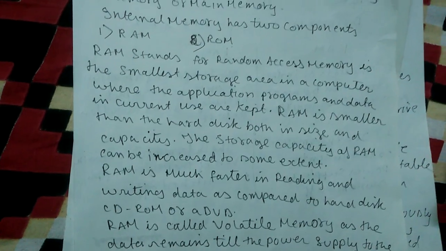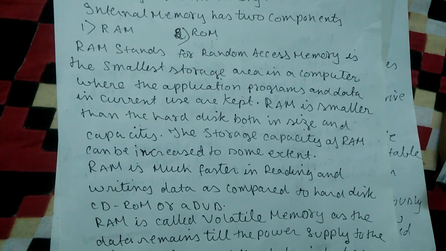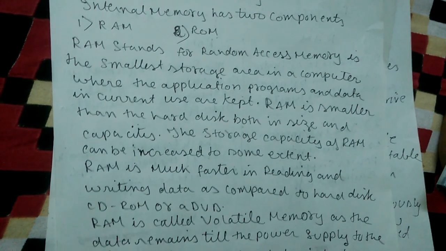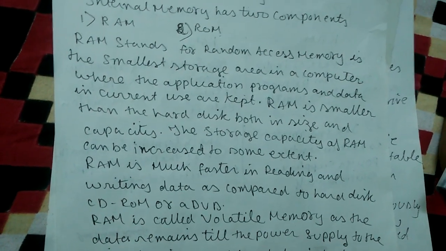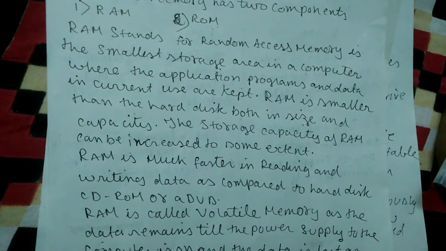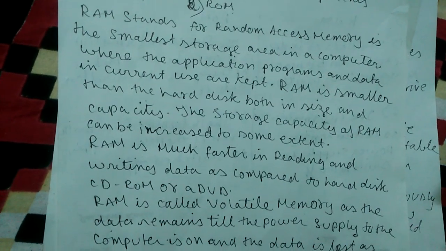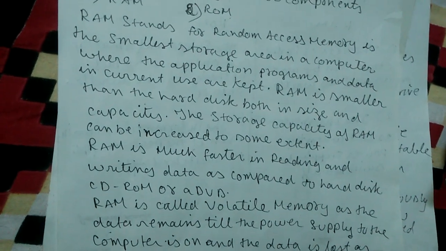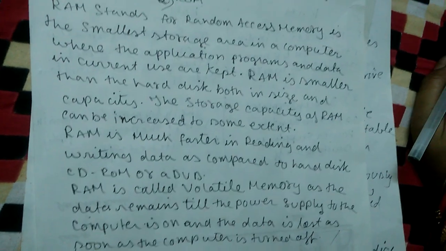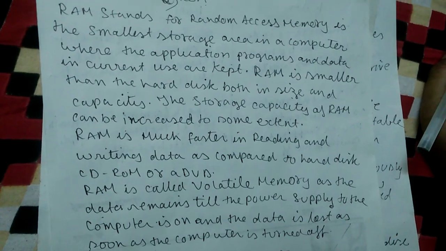So, in short, what is RAM? RAM stands for Random Access Memory. It's most important memory which is inside the computer. But it is smaller than hard disk both in size and capacity. RAM is much faster in reading and writing the data as compared to the CD-ROM or DVD. RAM is volatile memory because when the power supply is off, all the data what we have typed gets erased.